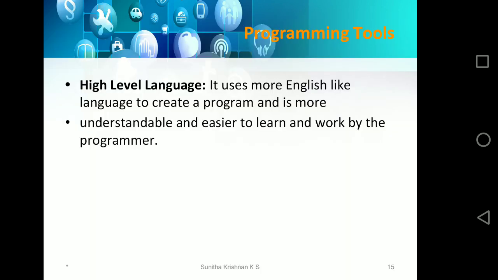High level language is more English like language. The languages that we use nowadays are higher level languages. For example, C, Python, Fortran, Java, all are high level languages. It is more English like, and whatever high level language we write is converted first to the assembly language and then to the machine language for the computer to execute.